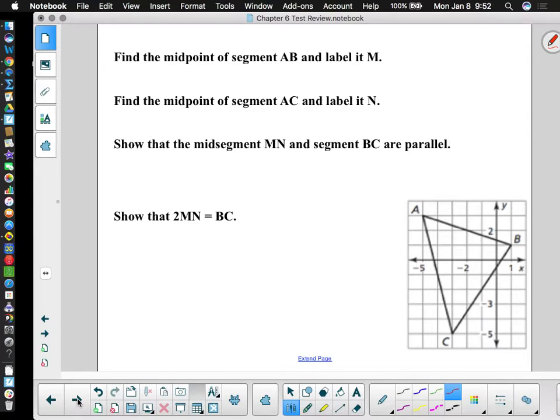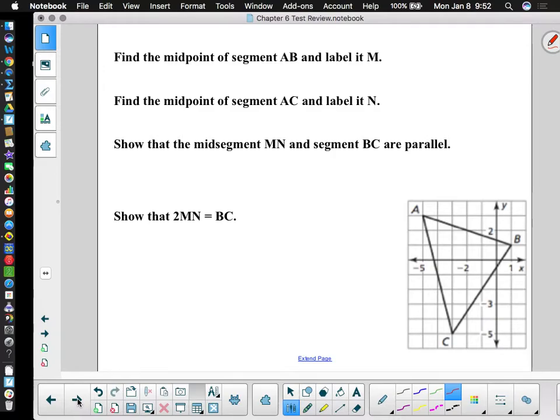And we have to do all this stuff. We have to find midpoints, slopes, and distances. So we got everything going on here. So obviously, the first one says find the midpoint of AB and label it M. So I got to find the midpoint of AB. That's the first thing I have to find, right? What formula would you use to find the midpoint? Maybe the midpoint formula, right? Kind of obvious. So I need to find my coordinates.